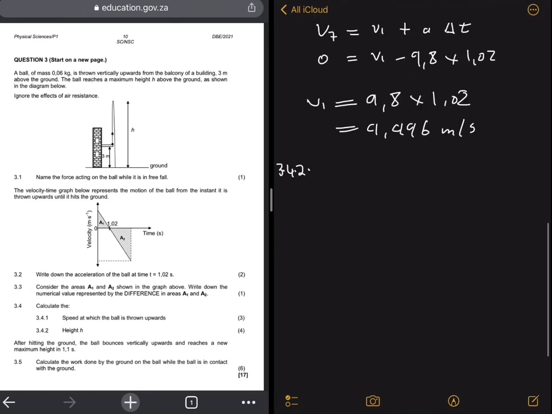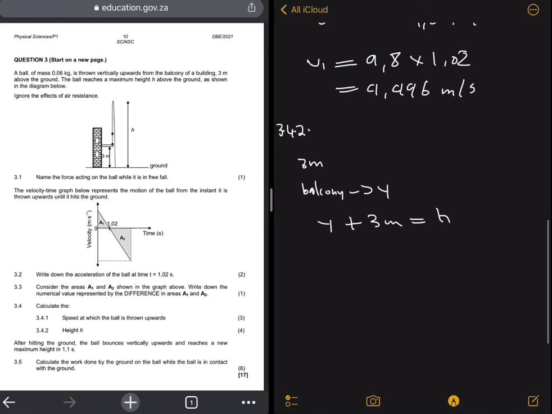Here you can see that from the ground to the balcony is 3 meters, right? So from the balcony to the maximum height, we're going to have some distance covered, and that distance covered plus the 3 meters will be equal to our height. So I'm regarding that motion again, the motion from the balcony to the maximum height, to calculate the distance the ball covers from the balcony to the maximum height. Then when I add the 3 meters, I'm going to get the height, right?